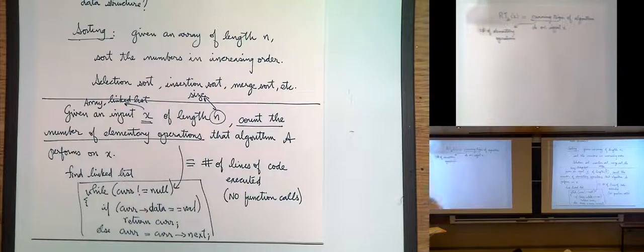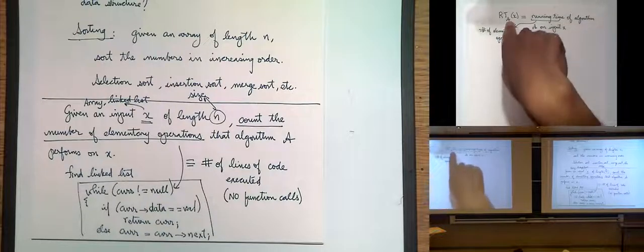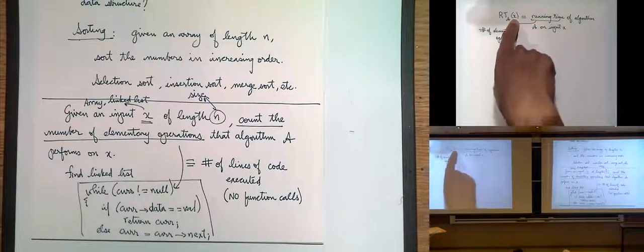So this is just some notation. I'm just going to call it, so script A is an algorithm, little x is an input.